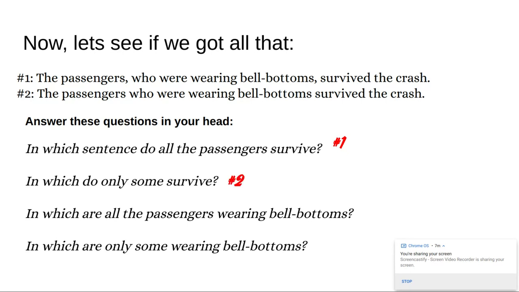The passengers who are wearing bell bottoms survived the crash, okay? In which are all the passengers wearing bell bottoms? Okay, well, in that one, it's 1, right? Because we're using that relative clause as a big adjective, okay? And then in which are only some wearing bell bottoms? And obviously that one's 2, right? And the ones who happen to be wearing the bell bottoms were the ones who survived the crash. Nobody else. The ones with the slim cut, nope, they died.